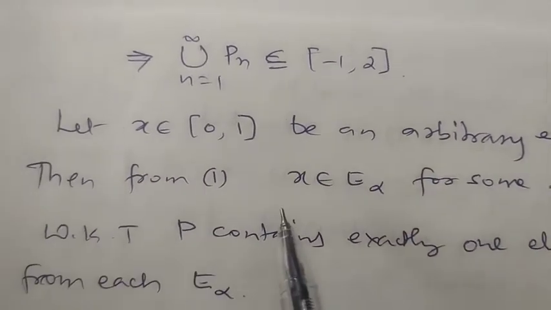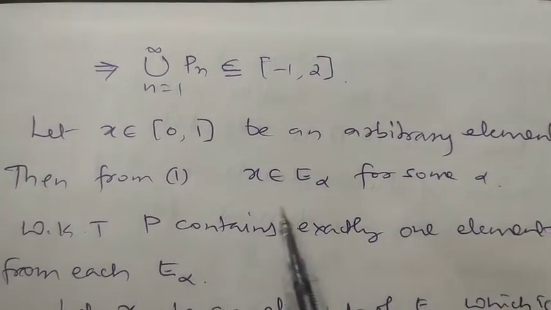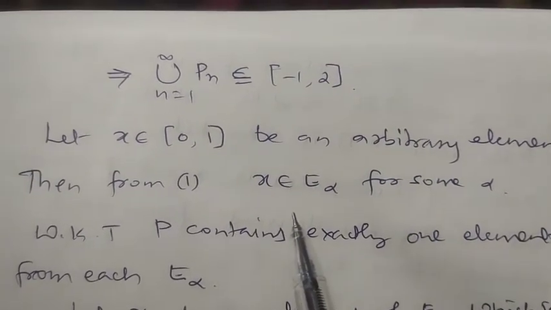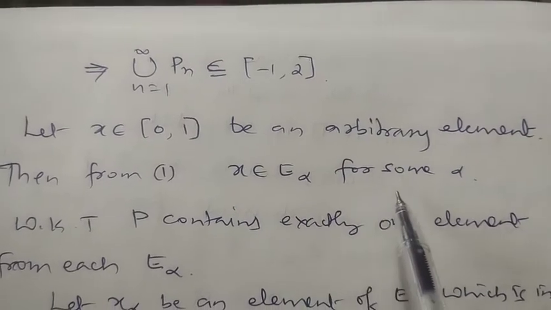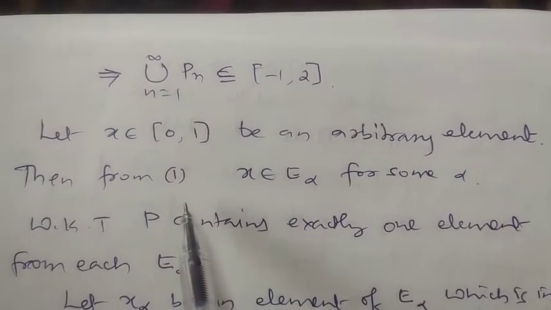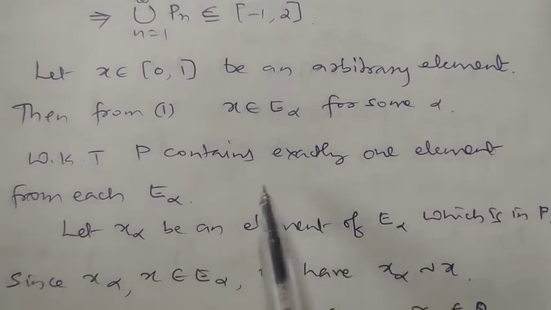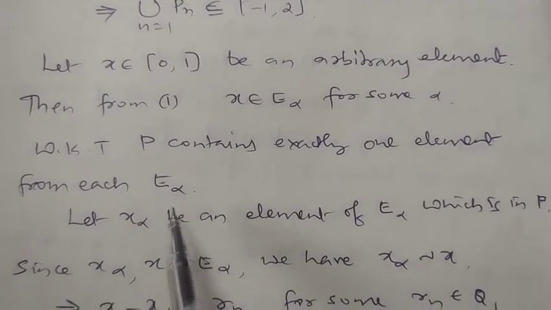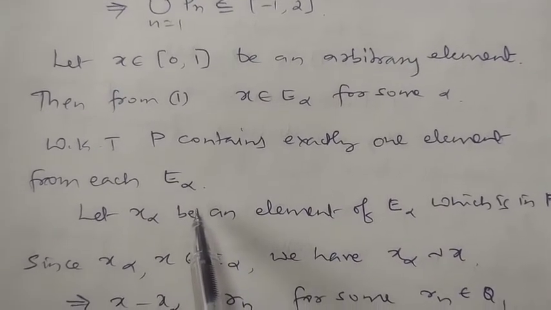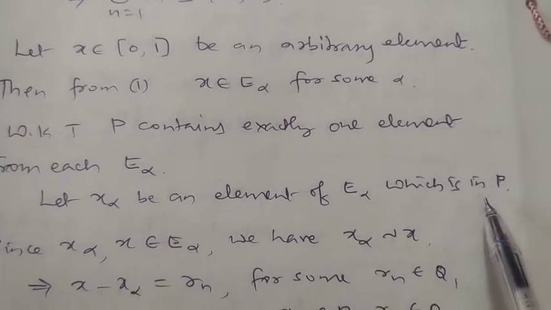Let x be an element in 0 1, any arbitrary element. Then by 1 what will happen? x belongs to E alpha for each alpha, because the union of E alpha is 0 comma 1. Therefore by 1, x belongs to E alpha for some alpha. We know that P contains exactly one element from each E alpha. Let x alpha be an element of E alpha which is in P.